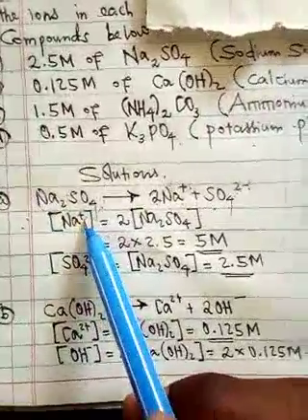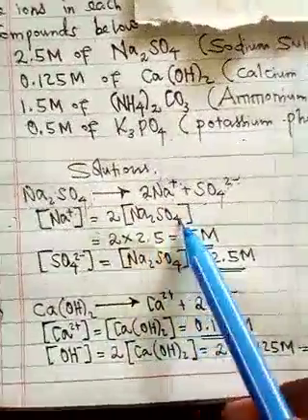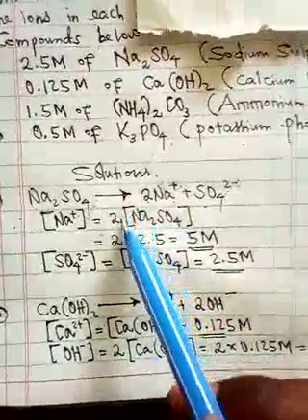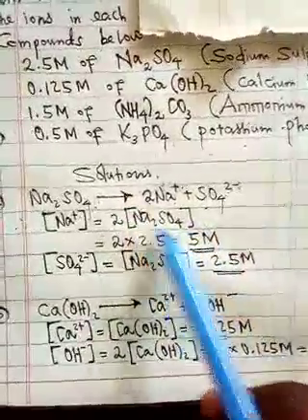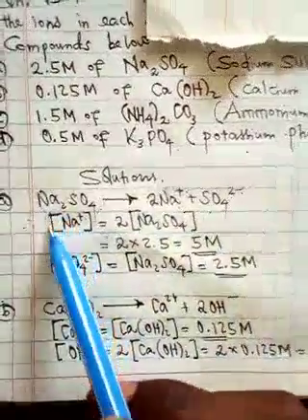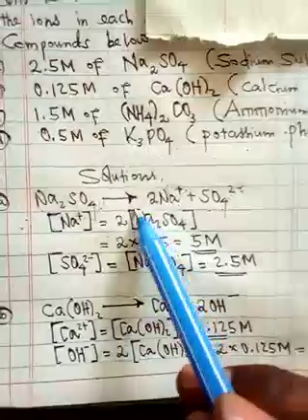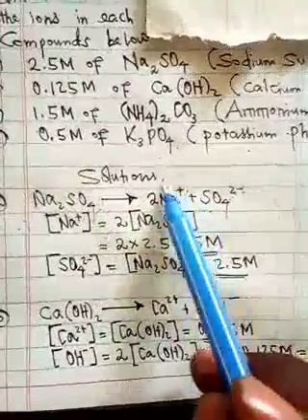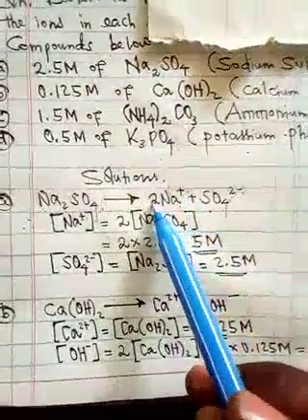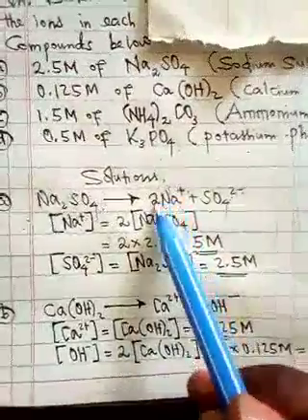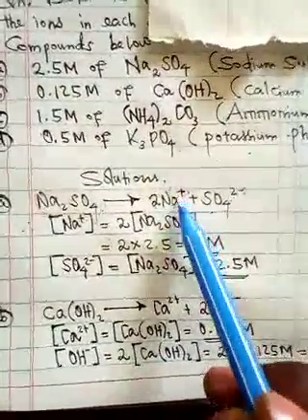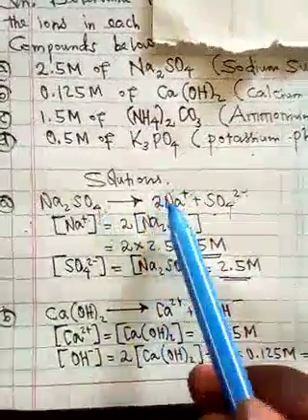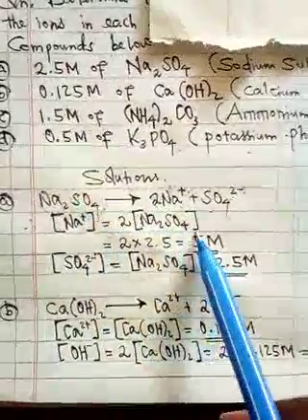When I put my sodium sulfate inside these brackets, chemically speaking, I'm saying that I'm talking about the concentration of the sodium sulfate. So, concentration of sodium ions, concentration of sodium sulfate. If you notice, the sodium ion is having a stoichiometric coefficient of 2. So because it's having a stoichiometric coefficient of 2, it means that the molarity of the sodium ion is 2 times the molarity of the sodium sulfate.